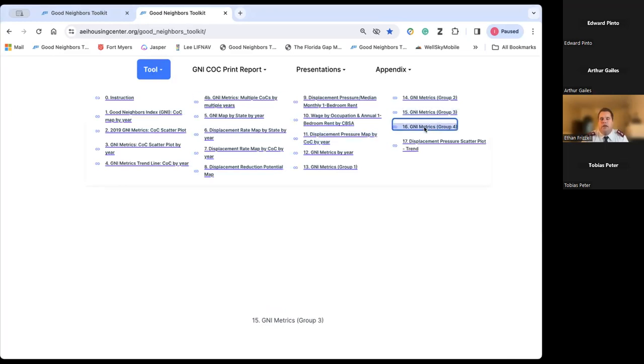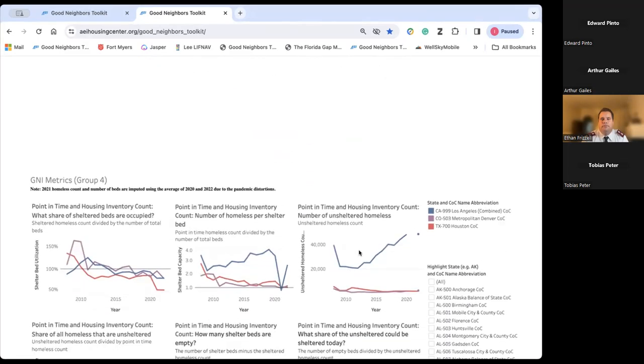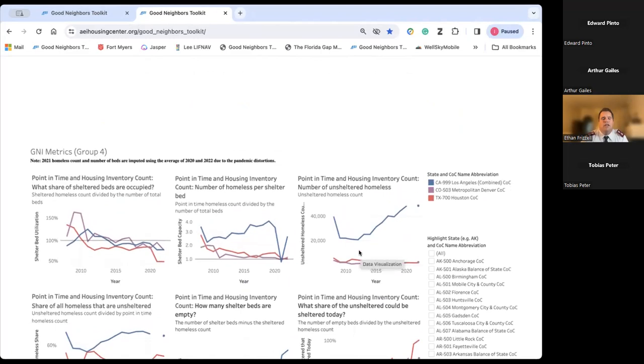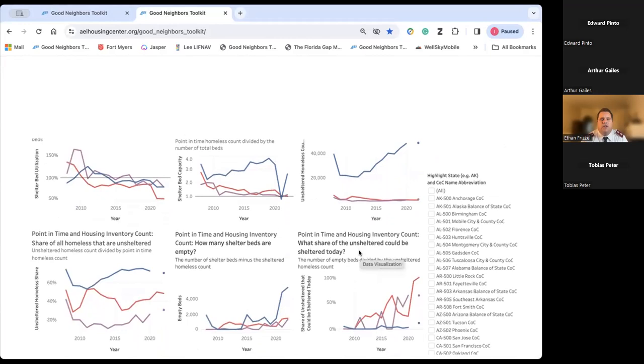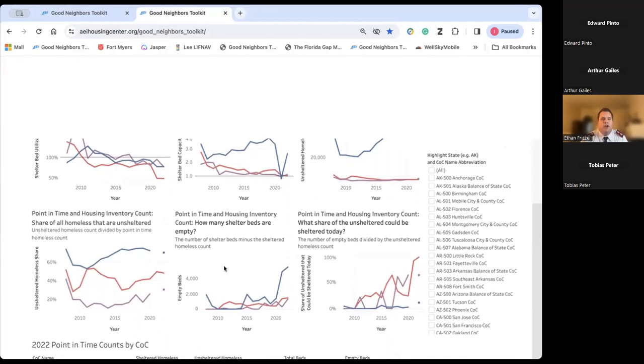If we look at data metrics 4, this one's good. So this is a newer one, and again, AEI, thank you very much for this tool. Is the point in time in housing inventory count. What share of shelter beds are occupied? And when we look at what share of shelter beds are occupied, we would say that sometimes shelters were overfull, sometimes shelters are underfull, but it gives us a recognition that sometimes there's a lot of shelter beds that are available that just are not being used.